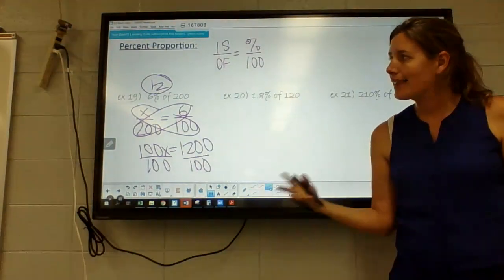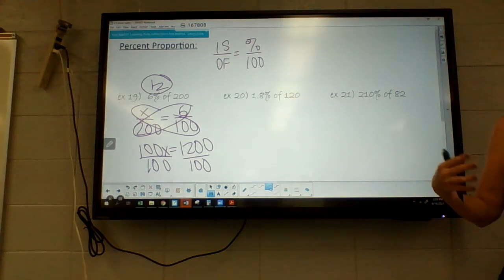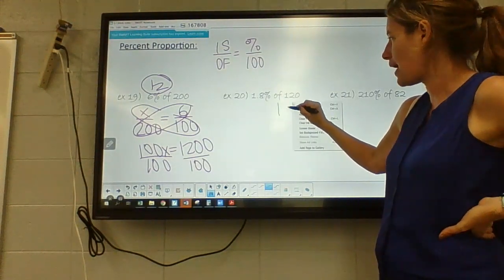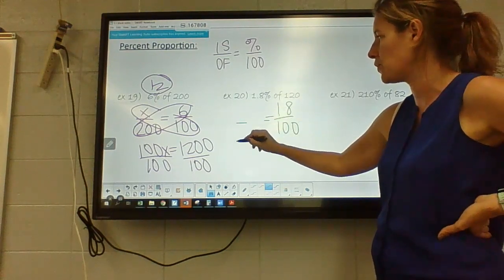Like I said, I like setting these up just because I'm nervous that I'll get them wrong if I don't set them up correctly. But if you're able to skip ahead and do them another way, I'm okay with that, as long as it works for you.